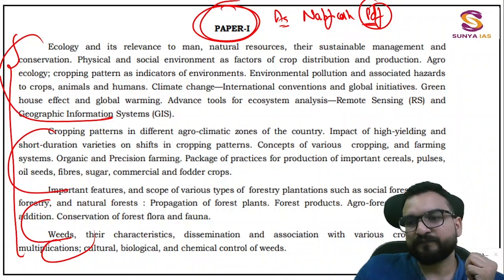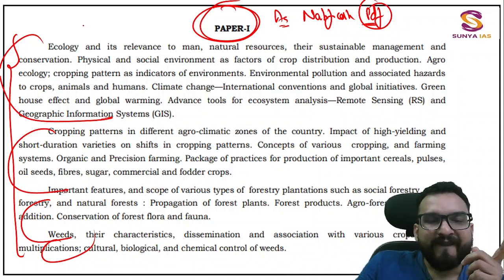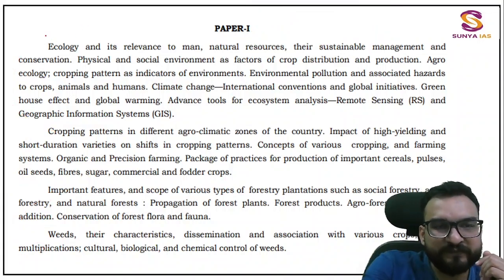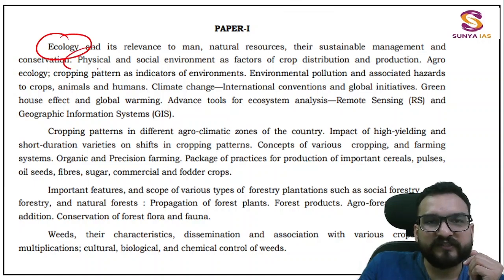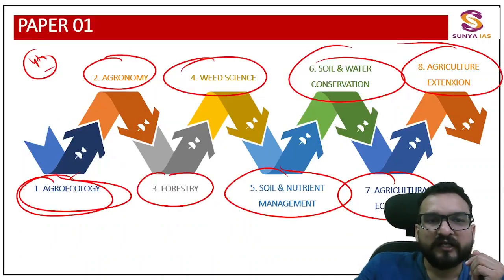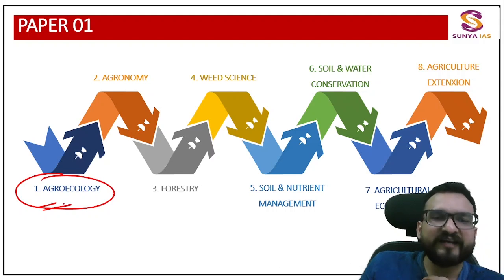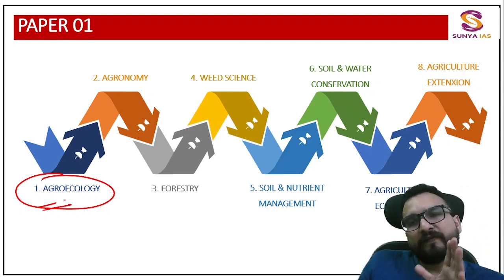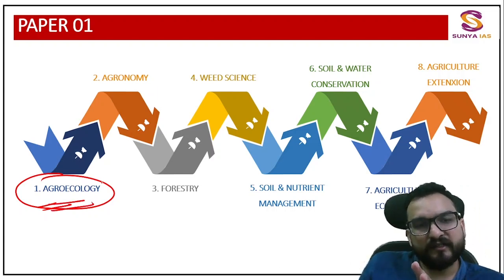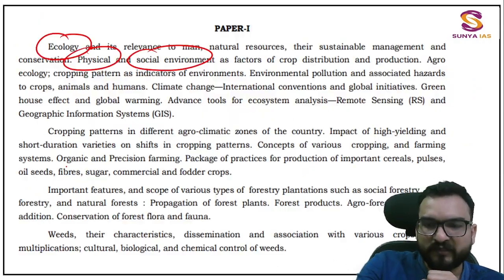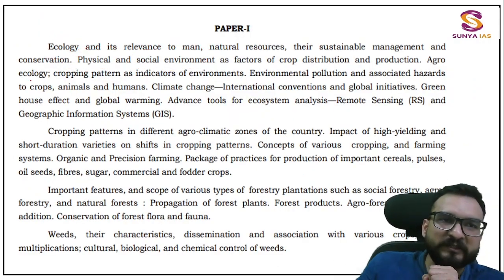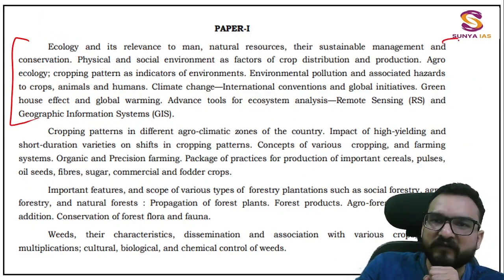That means this first para is talking about ecology, physical, social environment, and so on. So I have put it as the heading agroecology, or rather not I, but in academics, in agriculture, we study it under the agroecology discipline. So all these things will be covered when I'll be covering unit number 1.